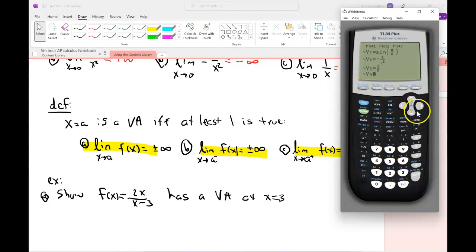And here's one where using that fraction command to type this in will be really helpful, because you have to muck around with a bunch of parentheses to get this to come out the right way if you don't. At x equals 3.